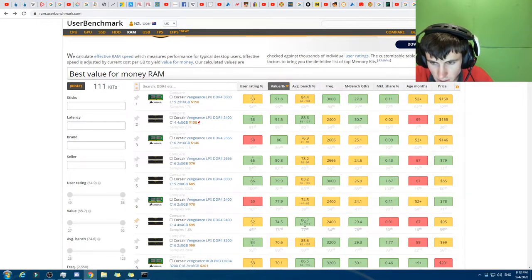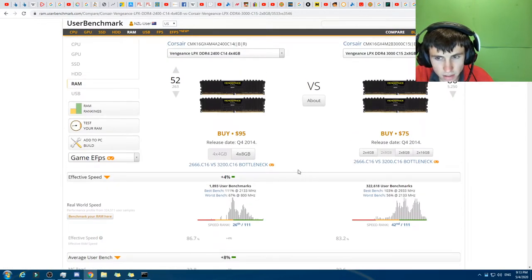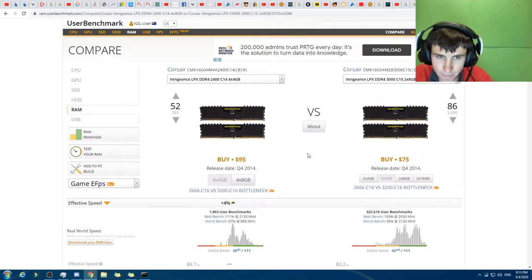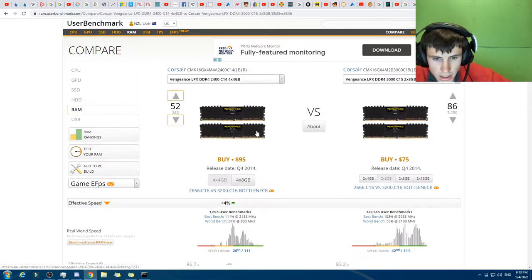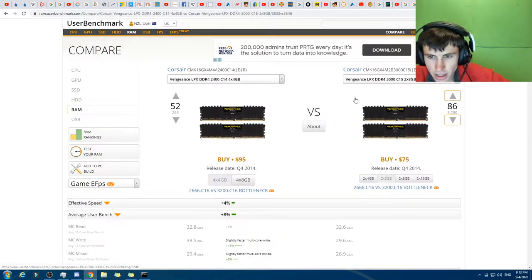There we go. That one's, again, slightly faster. That's the one with the four times. Let's have a look at these two. Bam. $95. I think, because with this one you have two extra slots in that. Effective speed 4%. I'd rather get a better HDD. We'll see. It will go back, because if we still have a spare $20, we'll go with that.